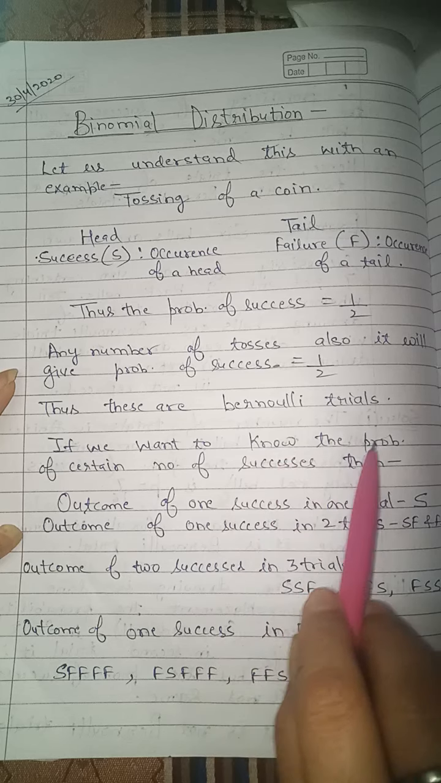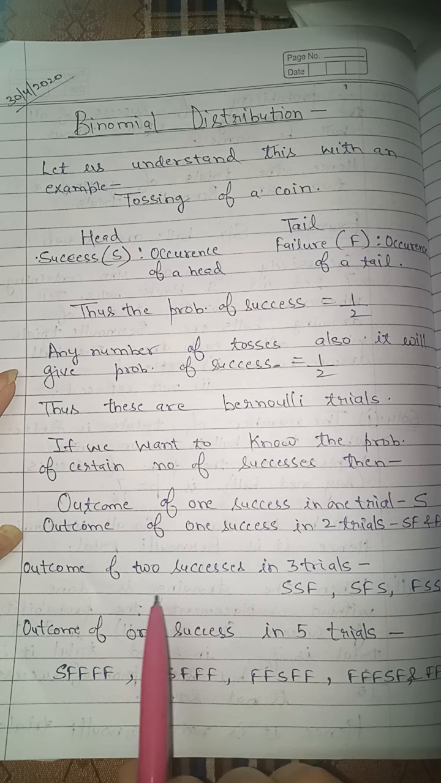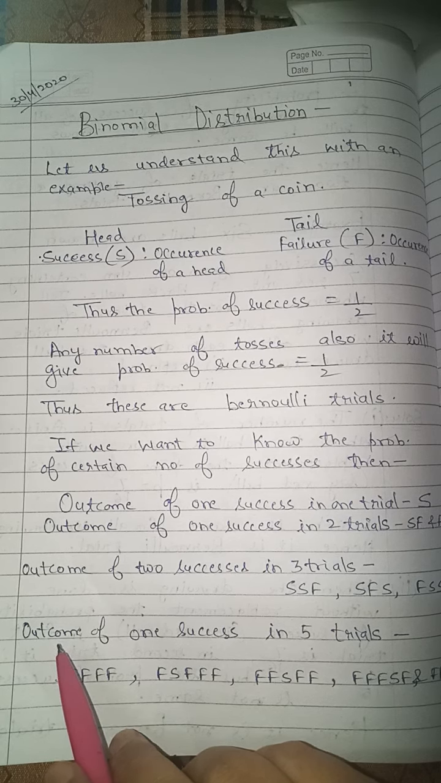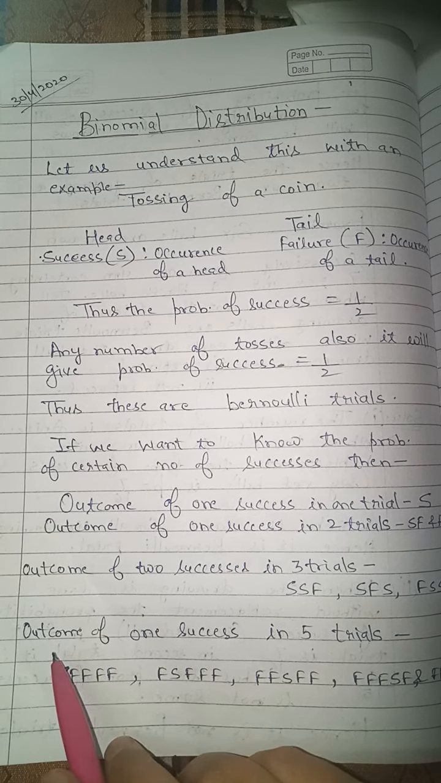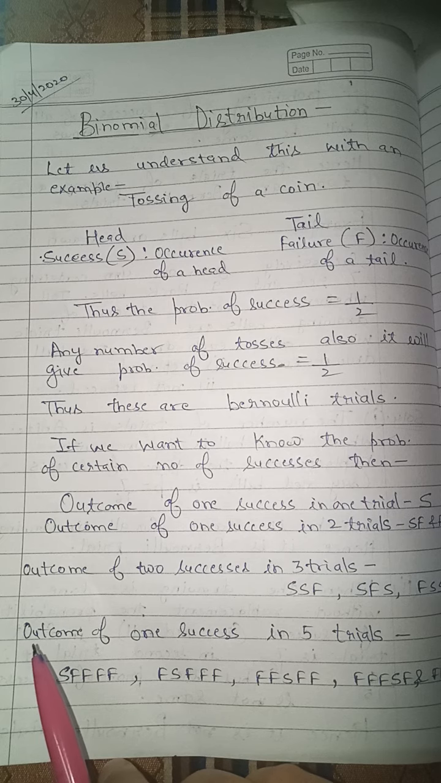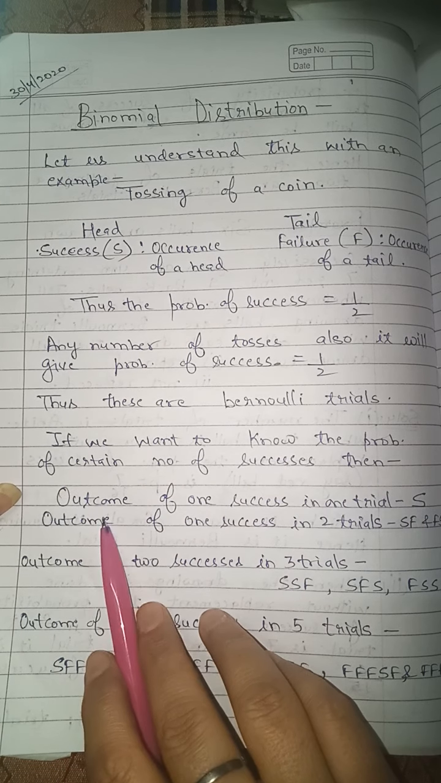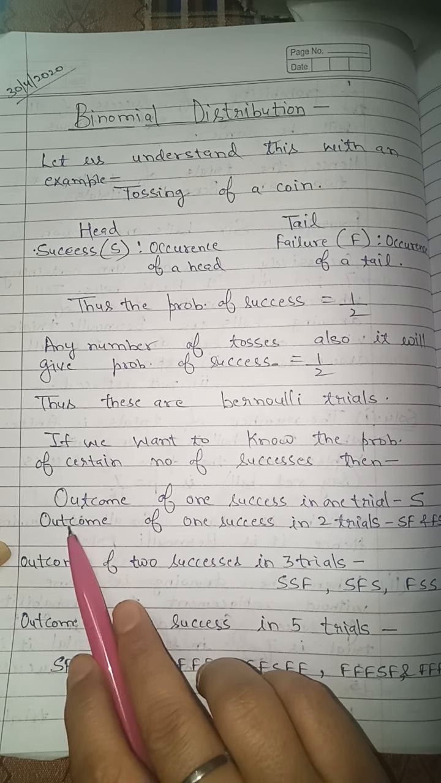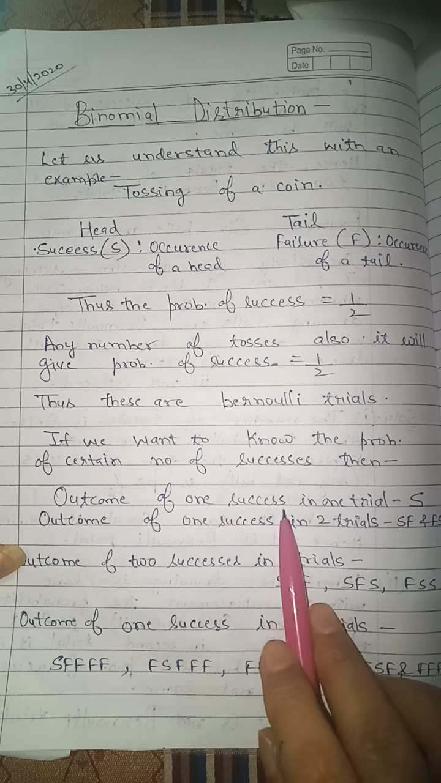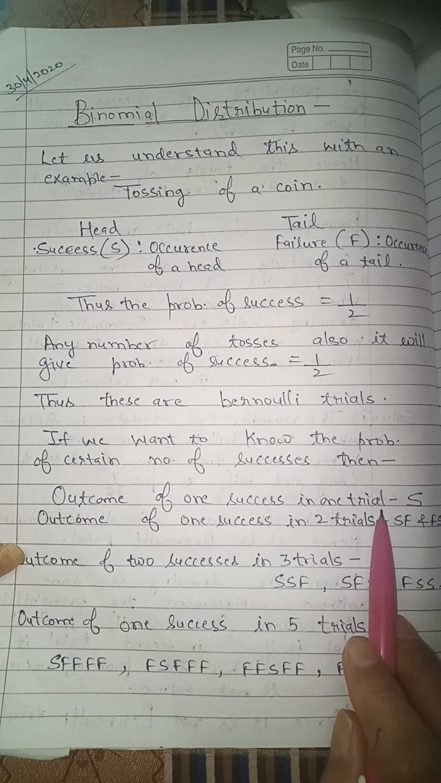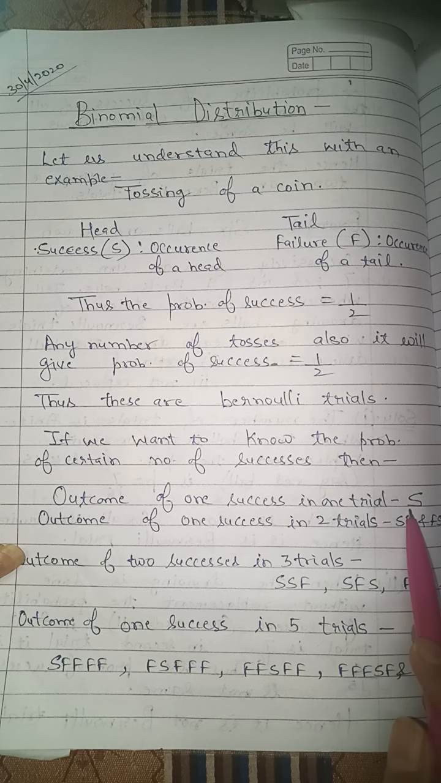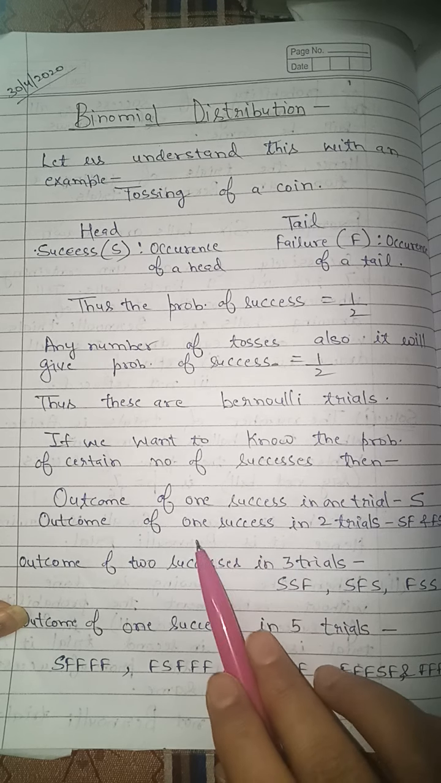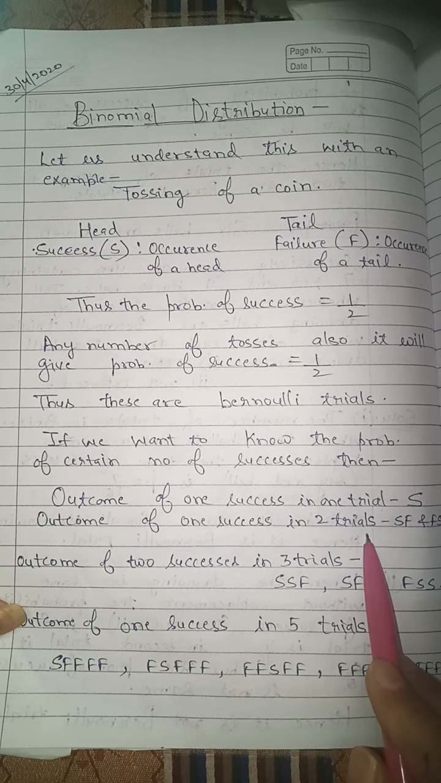Now if we want to know the probability of certain number of successes, means if I am throwing the coin for 5 times and I need the success for 2 times, then what will be the answer? For finding this out, I am going to start from one number. Means if I am wanting one success in one trial, means I need success only, so that will be S.